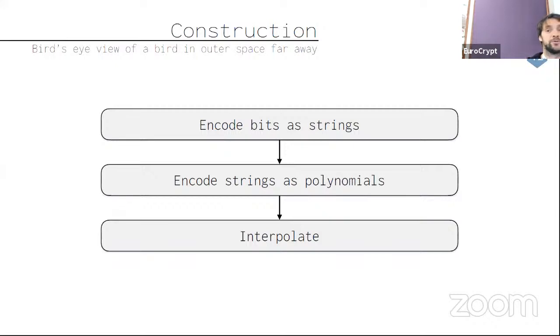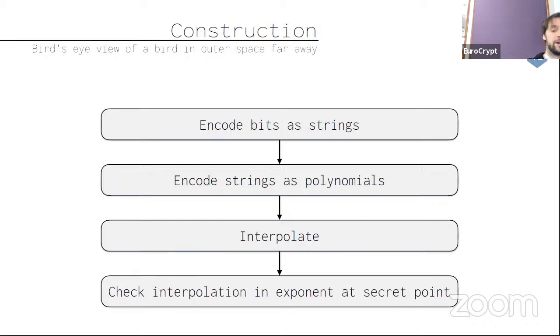And when we want to check whether two hash values correspond to input data that is close in distance, we will interpolate a rational function that depends on the two polynomials belonging to the two hash values. And we will check whether the interpolation is successful or not by doing a check at a secret point in the exponent. Usually what you would like to do is interpolate something, pick a random point, and check whether at that point the candidate polynomial and the interpolated polynomial are the same. And if at that point they are, then I conclude I interpolated correctly.